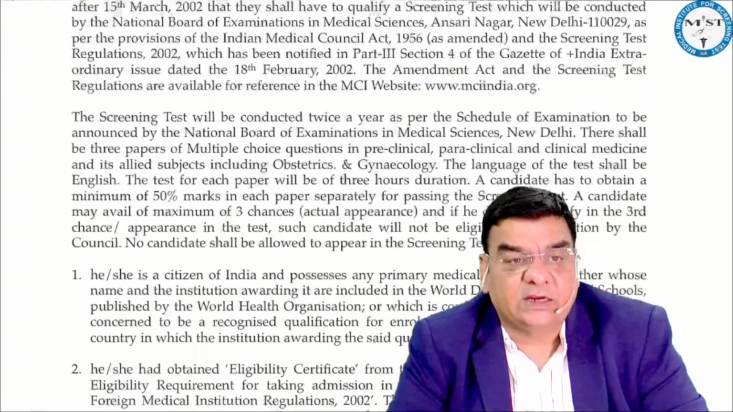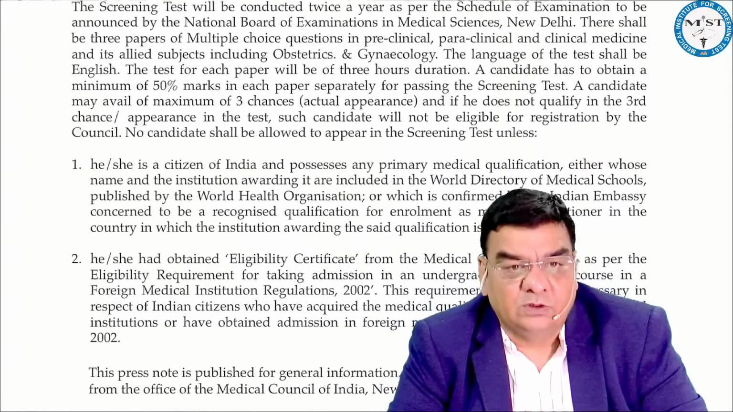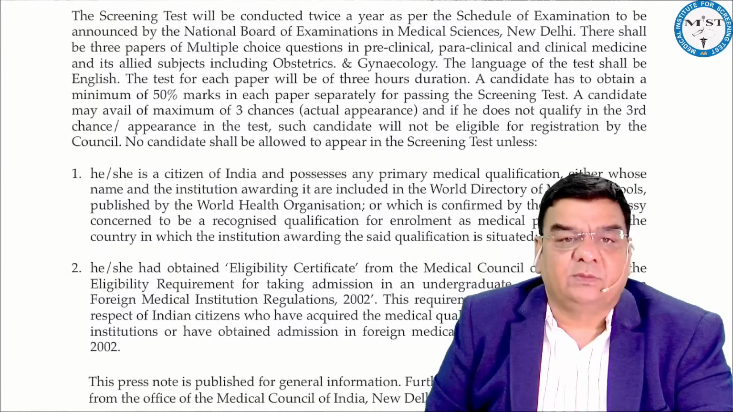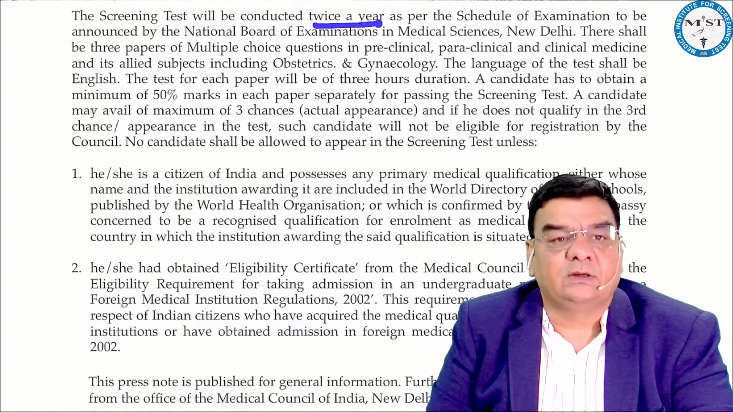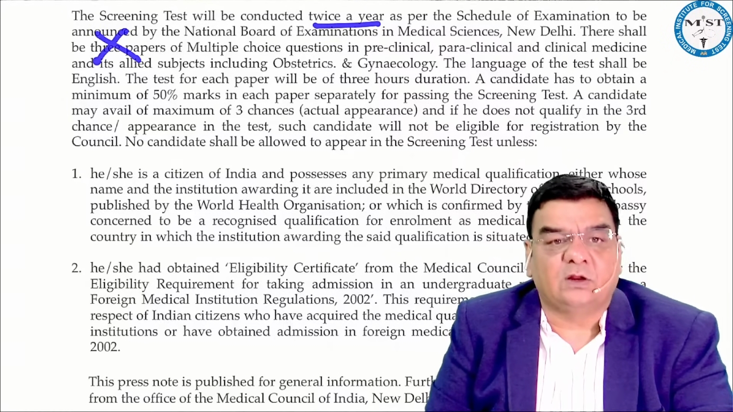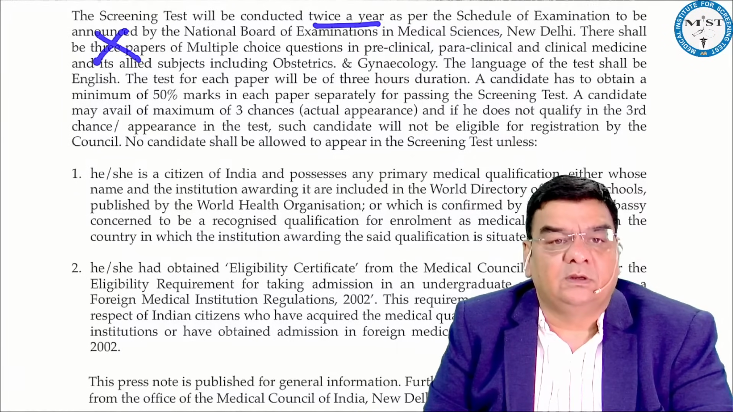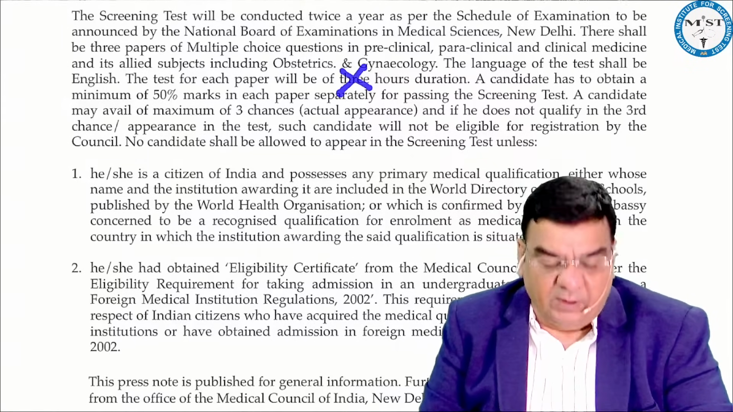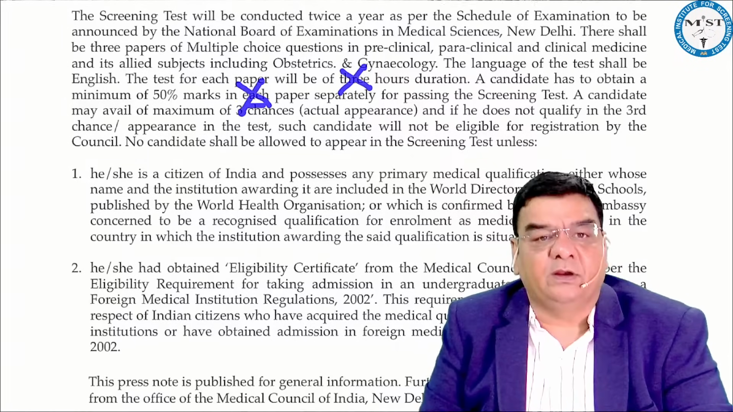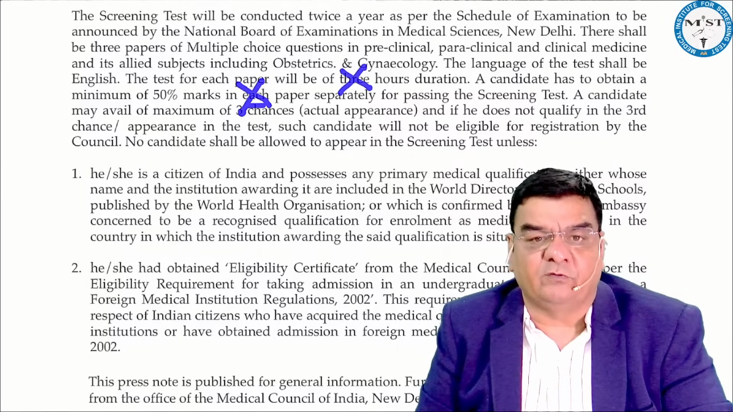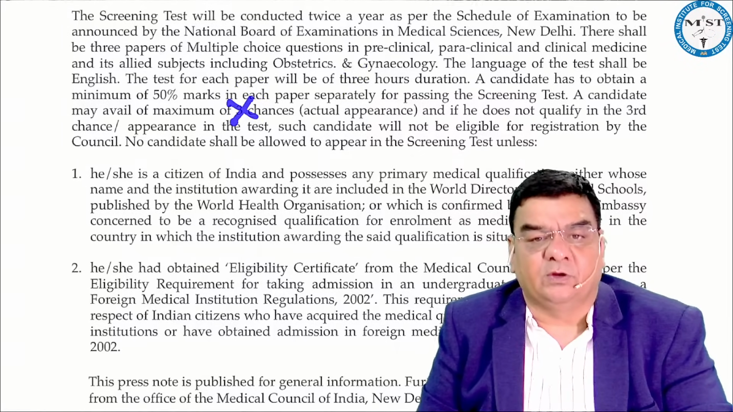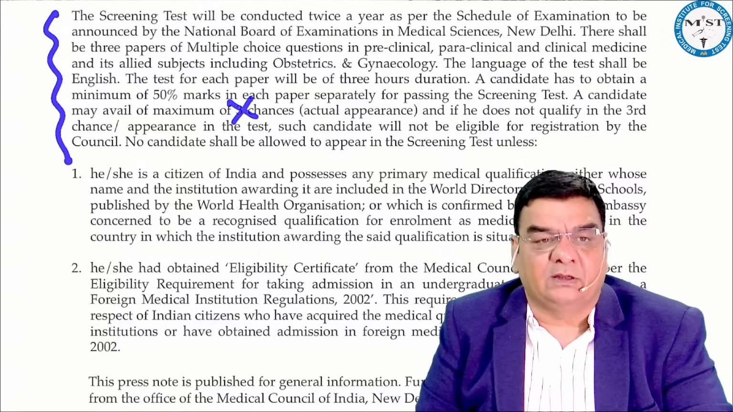Page 113, second paragraph. Okay. The screening test will be conducted twice a year. It is conducted twice a year. There shall be 3 papers. There are no 3 papers. There are only 2 papers. Language is English. That is right. 3 hours duration. No, it is not 3 hours. It is 2.5 hours duration. Minimum of 50 marks in each paper. No, not in each paper. In total, we have to get 50%. That means 150 out of 300. Maximum of 3 chances. No, this also is not applicable, because all this we are seeing from last so many years, but this does not apply.